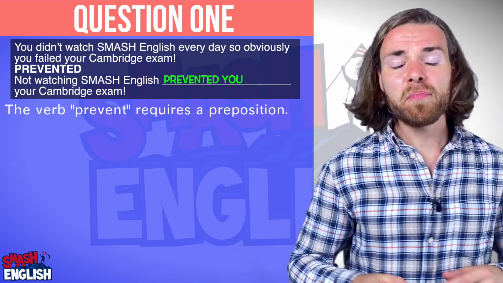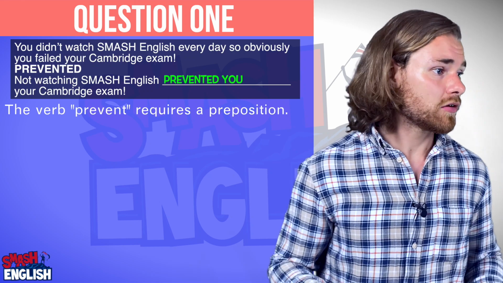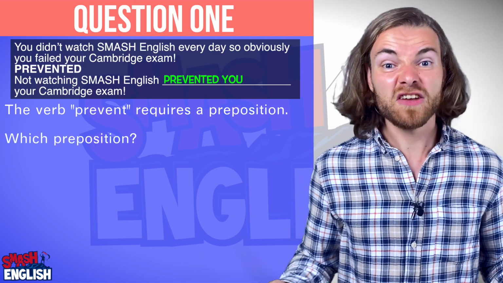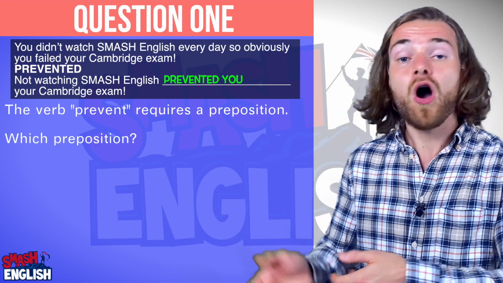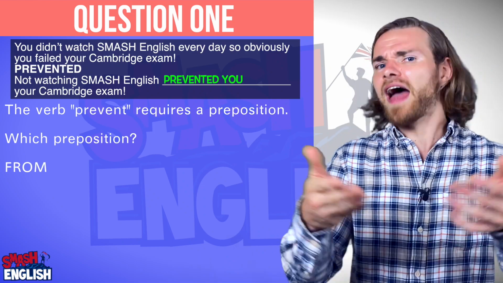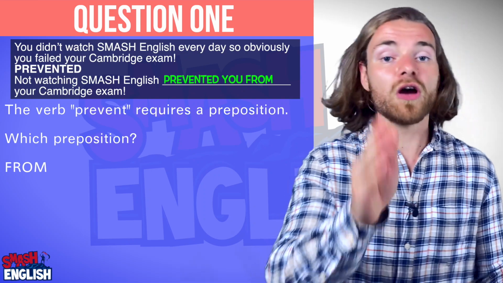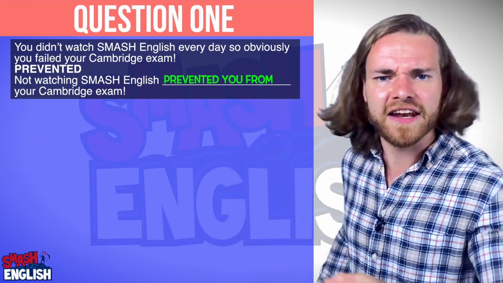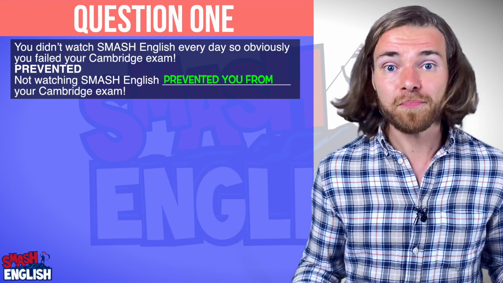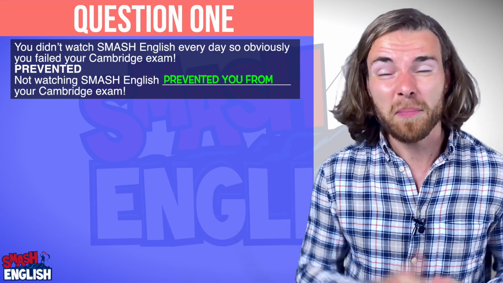Next, with the verb prevent, we need a preposition. What preposition do we need with prevent? From. So now we have not watching Smash English prevented you from your Cambridge exam. And finally, did you know that from is a preposition? Well, of course you did, because I literally just told you 2 seconds ago.